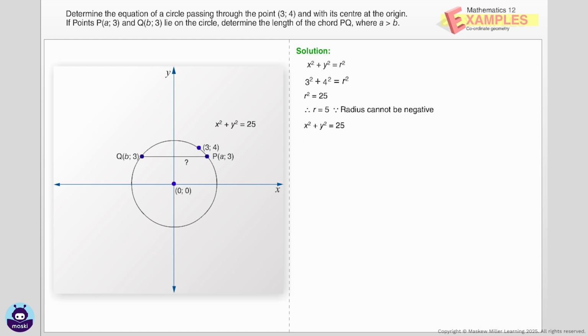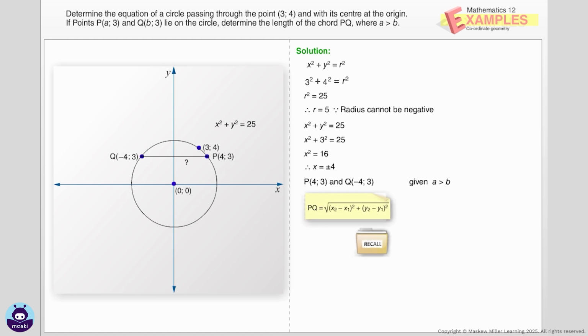Substituting the value y equals 3 in the equation, we get x squared plus 3 squared equals 25. x squared equals 16. Therefore, x equals plus or minus 4. Since a is greater than b, the coordinates are P(4, 3) and Q(-4, 3).